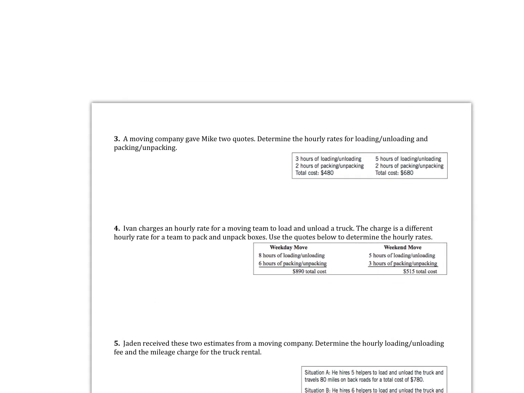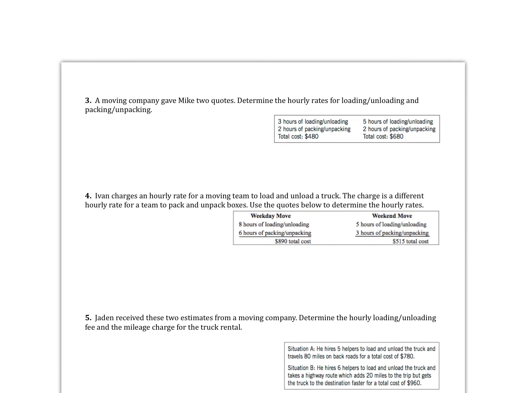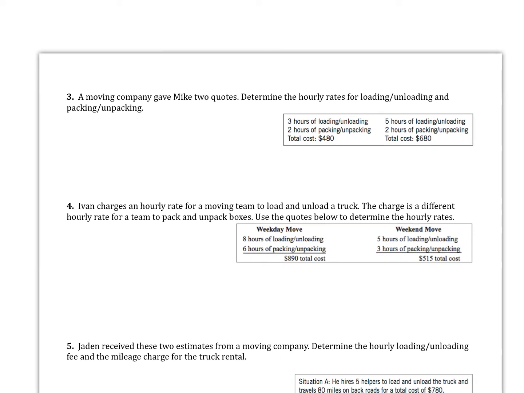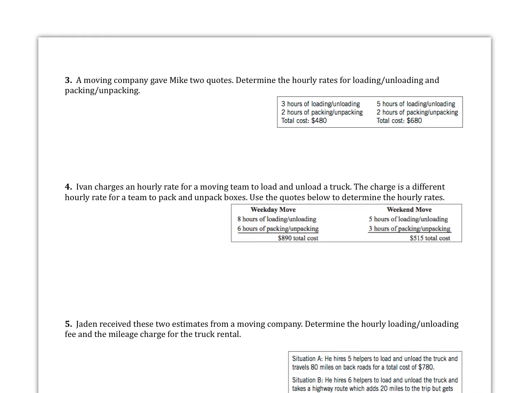Let's take a look here. So a moving company gave Mike 2 quotes. Determine the hourly rates for loading and unloading and packing and unpacking. So this moving company has said, for 3 hours of loading and unloading, 2 hours of packing and unpacking, the total cost would be this amount. For 5 hours of loading and unloading, 2 hours of packing and unpacking, the total would be this amount.